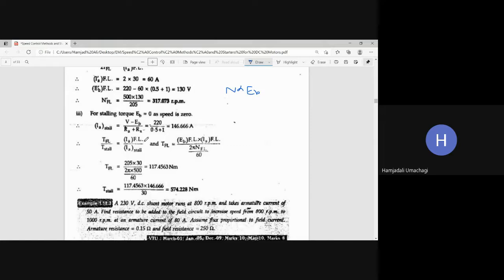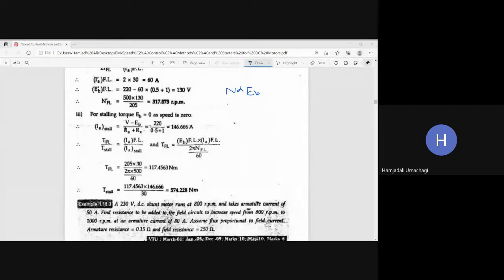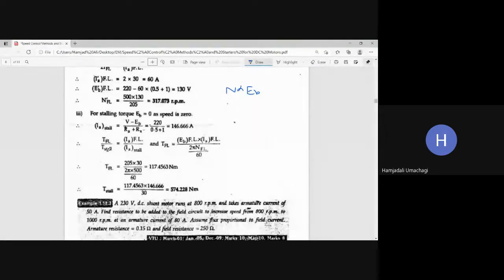Right. So now once again you make use of the torque equation. Torque is directly proportional to IA. So TFL by T stall is equal to IAFL by IA stall. Full load torque TFL is another formula, EB IA divided by 2 pi N by 60, because we get this using the torque equation: EBFL into IAFL divided by 2 pi NFL by 60.